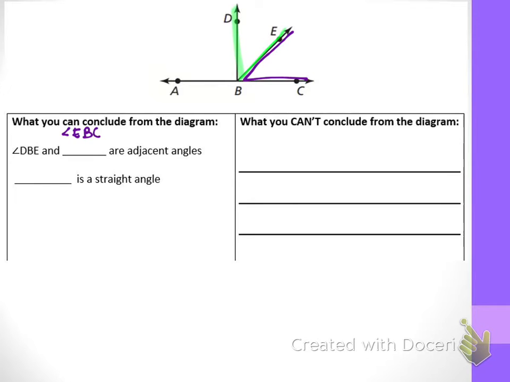So EBC. What is another angle that is adjacent to this one? Correct, ABD. So we can conclude that from this picture. The second thing we can conclude is that we have a straight angle. Which of these is a straight angle? Angle ABC.